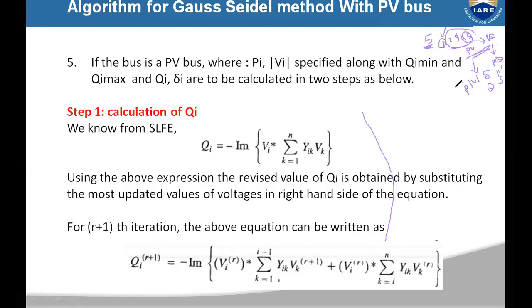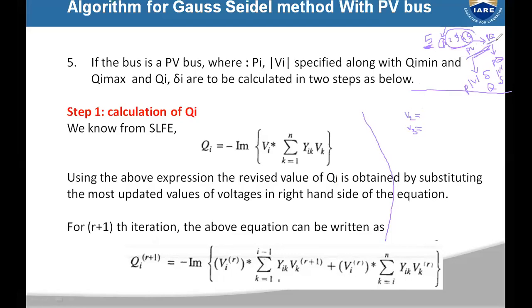Now, before you start the algorithm iteration process, you have to assume some initial values for your unknown variables, right? So V2, V3, these are the specified values. Why? Because 2 and 3 are the PV buses, so the values are specified and you need not update them.